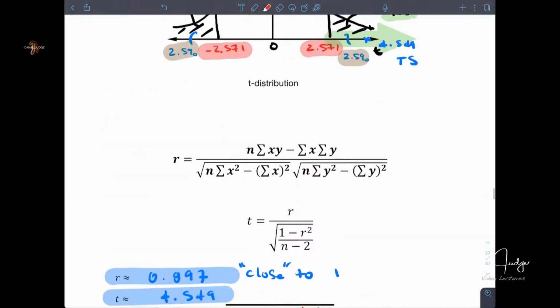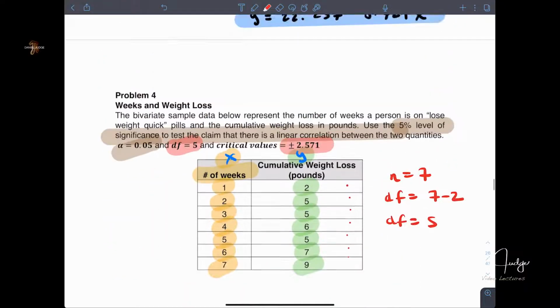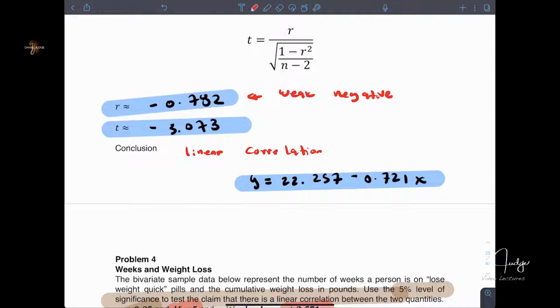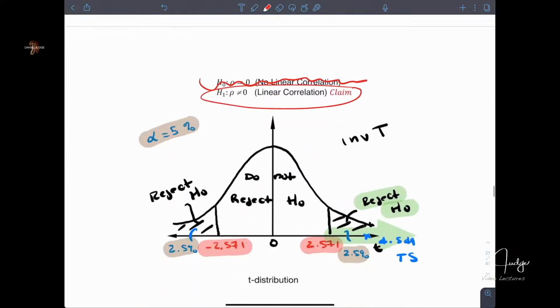This was a weak positive, and the prior one was a weak negative. We probably want to put weak negative as well. But nevertheless, there is a correlation. So let's get the regression line so we can be predictive.